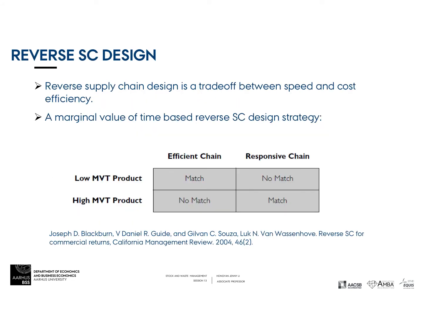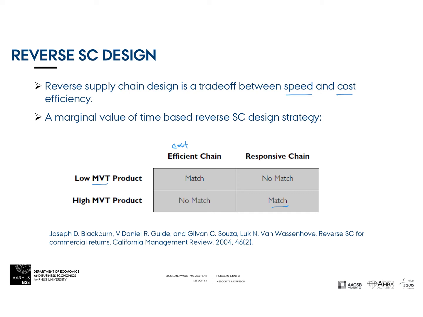At the strategic level, we need to consider how to design the reverse logistics network or process. So reverse supply chain design is a trade-off between speed and cost efficiency. A marginal value of time-based reverse supply chain design strategy is shown in this table. You can see when your product has a low marginal value of time, then you can choose an efficient, cost-efficient supply chain, so a cheaper strategy. If the product's marginal value of time is high, then you should choose a responsive reverse supply chain.